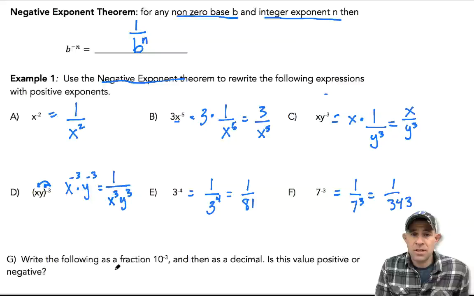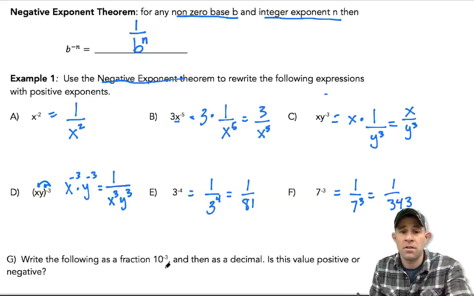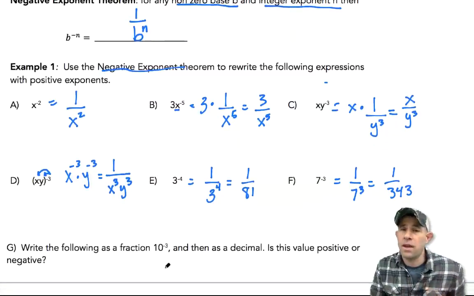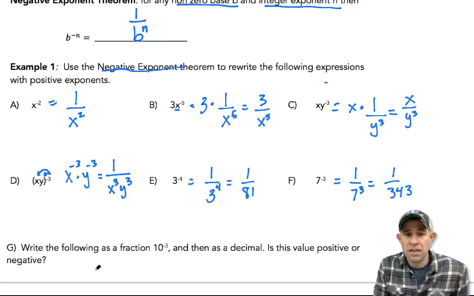All right, example G here just says, write the following as a fraction, 10 to the negative 3rd. Then write it as a decimal. Is this value positive or negative? So first of all, 10 to the negative 3rd, I'm going to take the reciprocal of my base. That becomes 1 over 10 to the positive 3 power, which means that's 10 times 10 times 10, or 1,000. And now I also recognize that 1 over 1,000, written as a decimal, is 0.001.